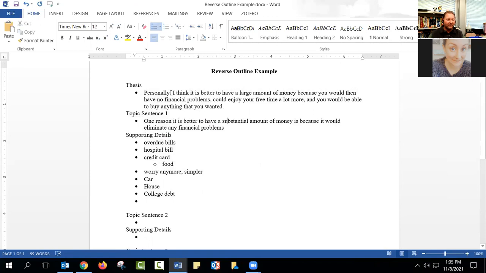Like, okay, by reading my thesis, it's pretty clear that my first point, my first topic, is about financial problems. So my first topic sentence better talk about financial problems. So I read my topic sentence. One reason it's better to have a substantial amount of money is because it would eliminate any financial problems. Yay, I did exactly what I told my reader I was going to do. All right. Now, am I supporting the idea that having a lot of money would eliminate financial problems, right?